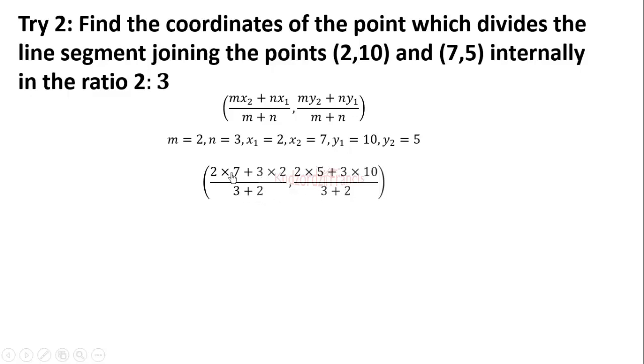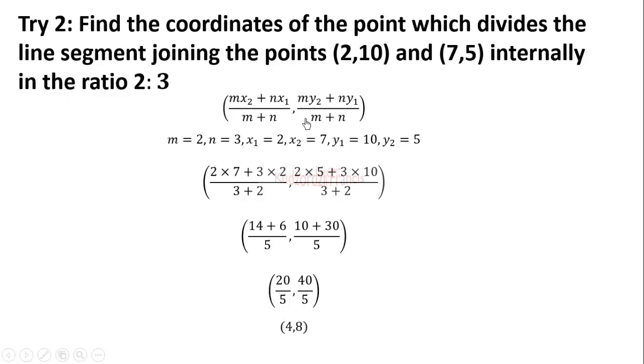Now let's simplify. 2 times 7 is 14 plus 3 times 2 is 6, 2 times 5 is 10, 3 times 10 is 30, all over 5. Now this will give you 20 and this will give you 40. So 20 over 5 is 4 and 40 over 5 is 8.